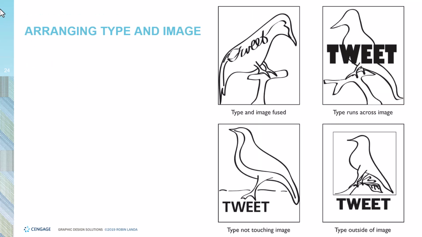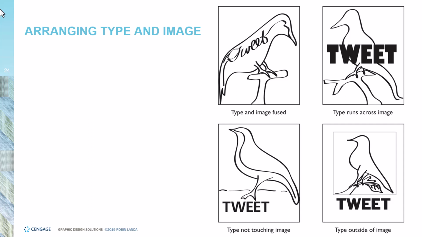When you compose type and image, the two main graphic components, you arrange them to respond to one another and to the shape and edges of the format. Will type and image be fused? Will they appear next to each other, not touching? Will they touch? Will type run across the image?